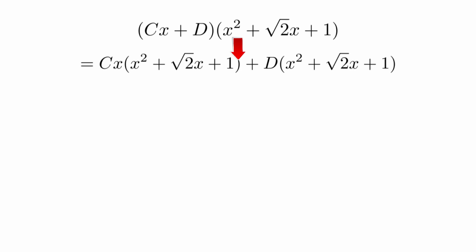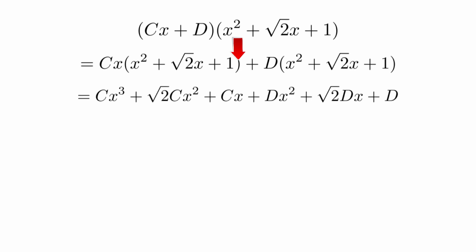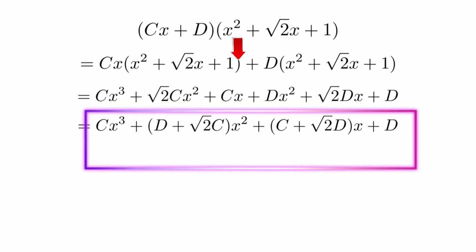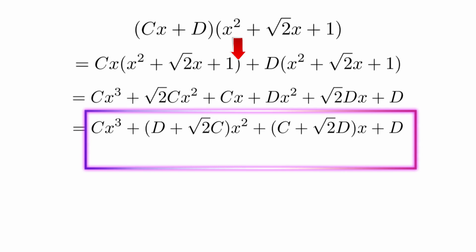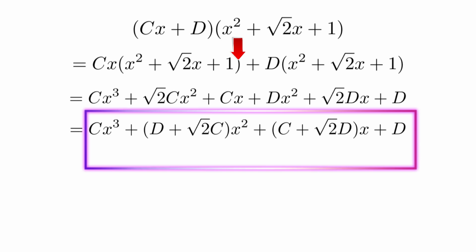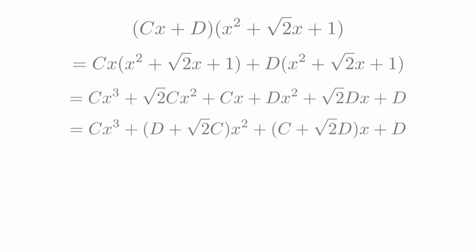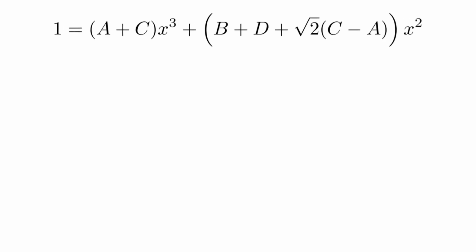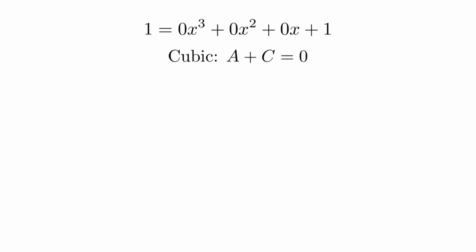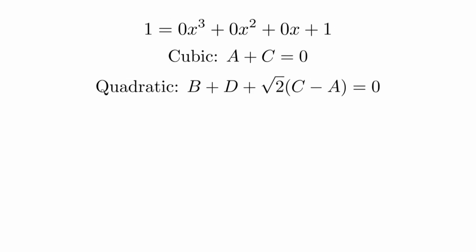Repeat exactly the same process. For the second product, after expansion, we obtain Cx cubed plus (D plus square root of 2 C) x squared plus (C plus square root of 2 D) x plus D. Combine both expanded expressions. Group the coefficients of x cubed, x squared, x, and the constant.